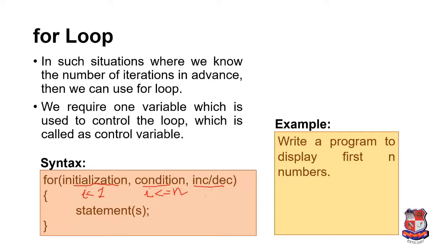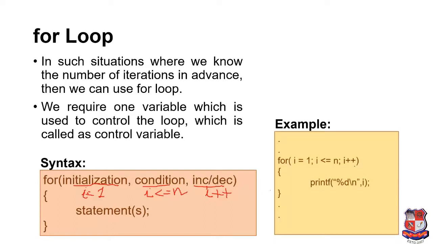And then we have to write increment or decrement. Over here we have to do increment because we have to increase the value of i by 1 in the next iteration. So in the next iteration the value of i will be 2. After it, in the next iteration the value of i will be 3, likewise. Okay, now we'll see how the code of it will look.